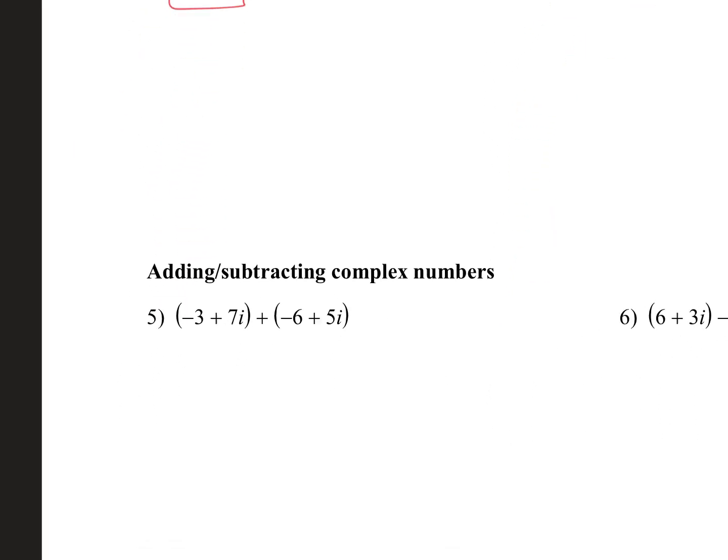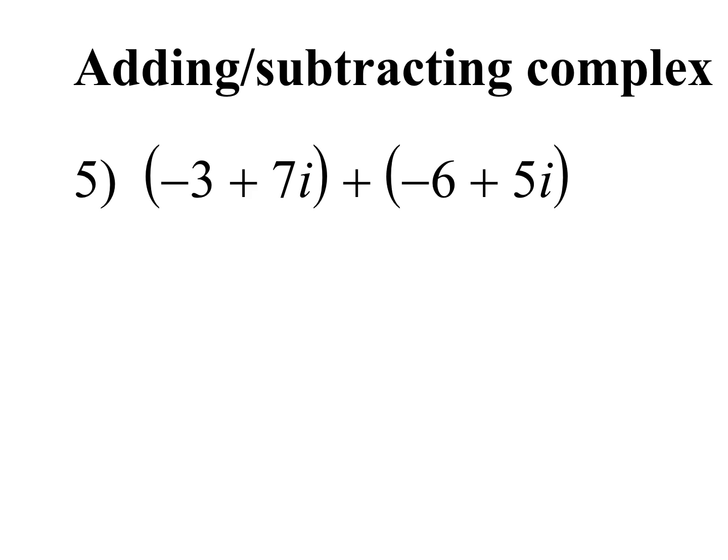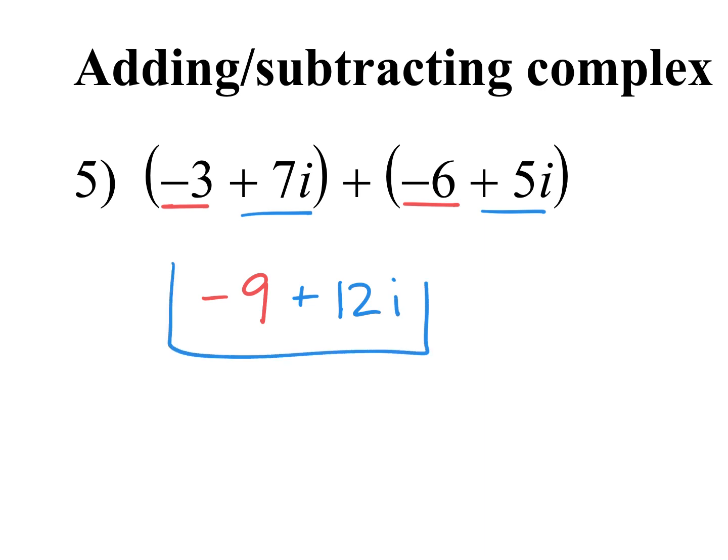All right, so now the part 2 stuff, we're adding and subtracting. If we're just adding, what should I do first here? Negative 3 plus negative 6. Awesome. We can just ignore the parentheses and add the real numbers together. Negative 9. And then our imaginary numbers are 7i plus 5i, 12i. So our answer is negative 9 plus 12i.